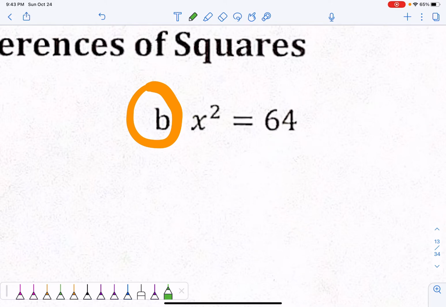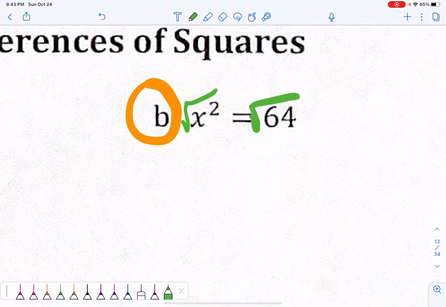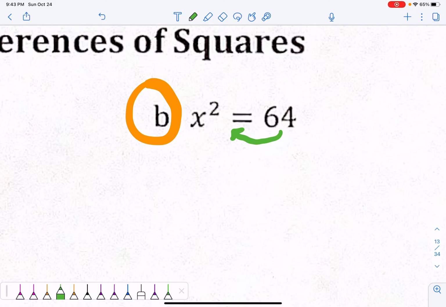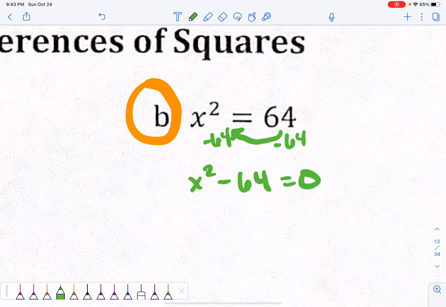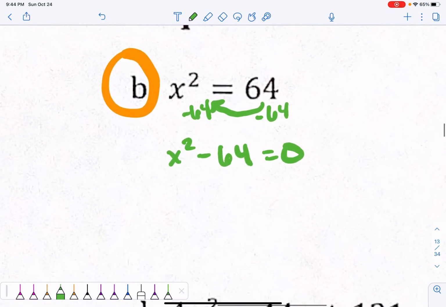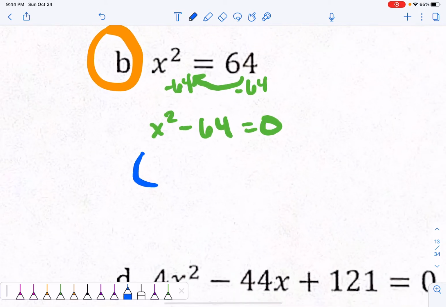Now you could solve this by just taking the square root, and I'll show you that here in a second. But what I'm going to do first, rather than taking the square root, is move the 64 over here by subtracting 64. So I have x squared minus 64 equals 0. And now I have a difference of squares, okay? And I'm going to break it down into the 2 pieces that we have, okay?